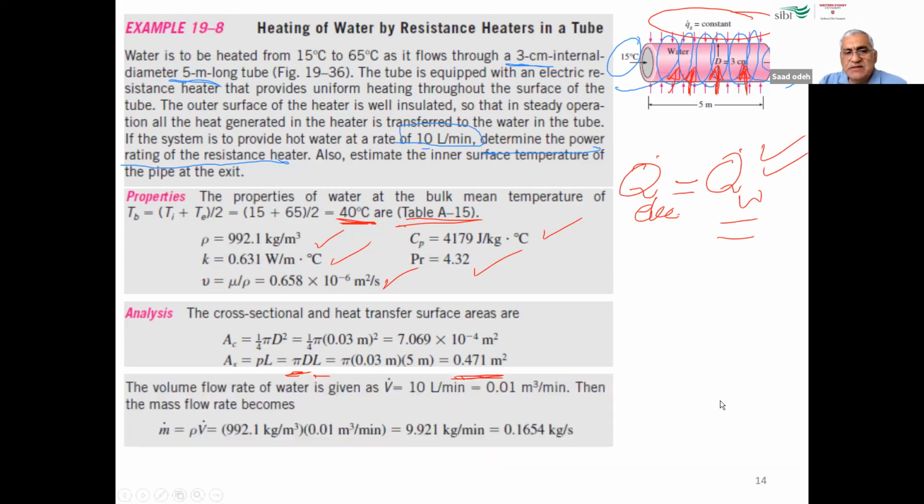The other requirement is that we need to find the flow rate. Because the Reynolds number is the velocity multiplied by the diameter divided by the kinematic viscosity, and the velocity is not given here, we need to find the mass flow rate, and then find the velocity as well, to know what our Reynolds number is.